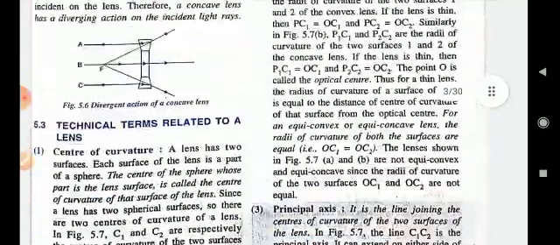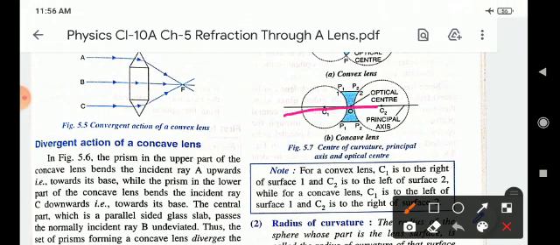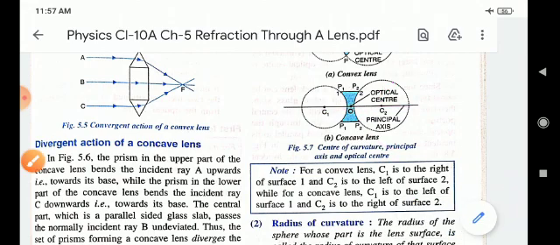Principal axis. This line represents the principal axis. It is the line joining the centers of curvature of the two surfaces of the lens. The line C1C2 is the principal axis. It can be extended on either side of the lens. Okay? Understand it?